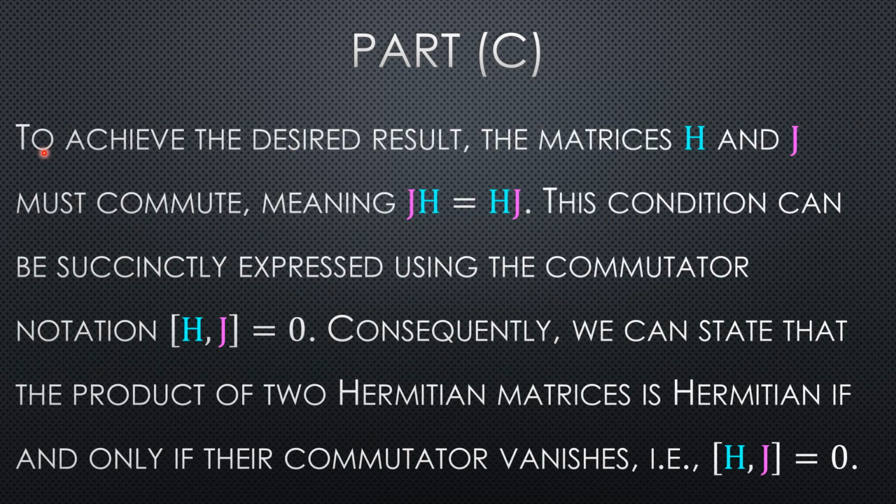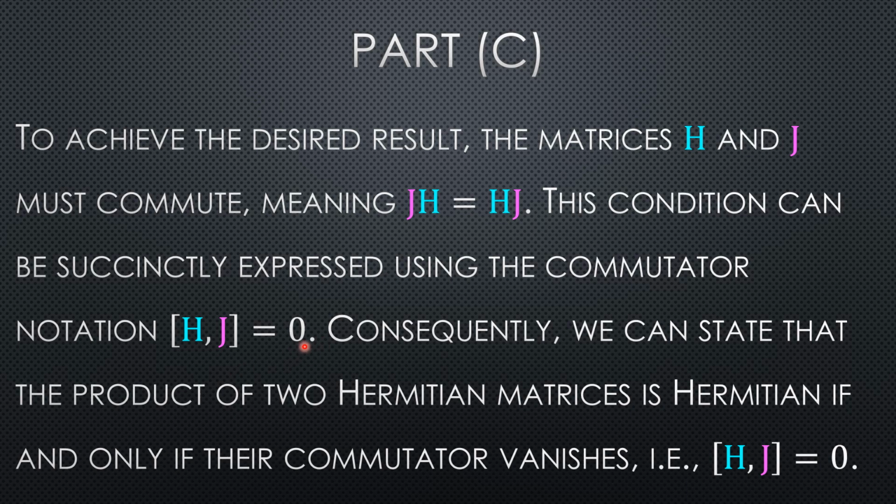So here, to achieve the desired result, the matrices H and J must commute, meaning that the product JH is equal to HJ. Okay, JH equals HJ. This condition can be succinctly expressed using the commutator notation, [H, J] equals 0. Because remember, the commutator was HJ minus JH, but if they commute, then they're equal matrices, so it equals 0. And this is more or less the landscape that is used throughout quantum mechanics, so it's very important to us.